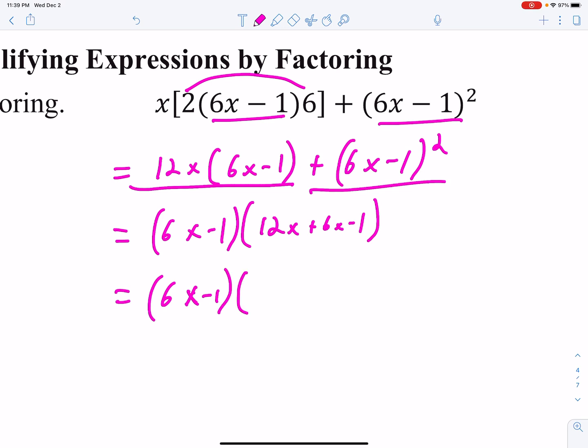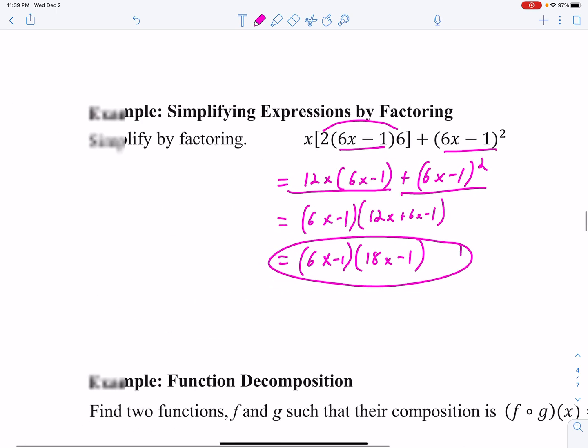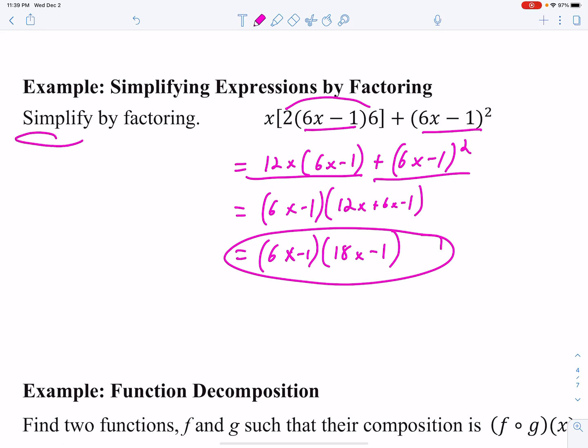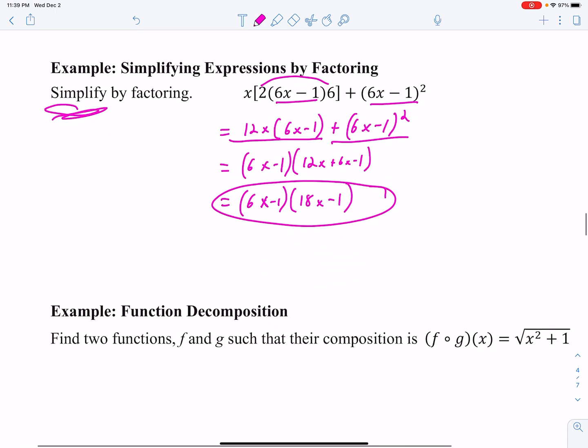12x plus 6 is 18x. And then minus 1. And there we go. Okay. Now notice it says simplify, not solve. Okay, simplify is when you do not have equal signs. Solve is when you do have equal signs.